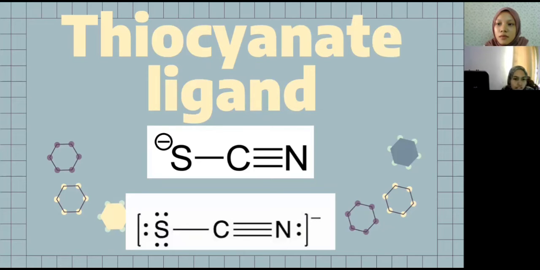The thiocyanate ligand is an ambidentate ligand which can bind to the metal through the sulfur or through the nitrogen. If the thiocyanate is bound at the sulfur, it is called thiocyanate kappa S. If the metal ion binds at the nitrogen, it produces a thiocyanate kappa N complex. Next.